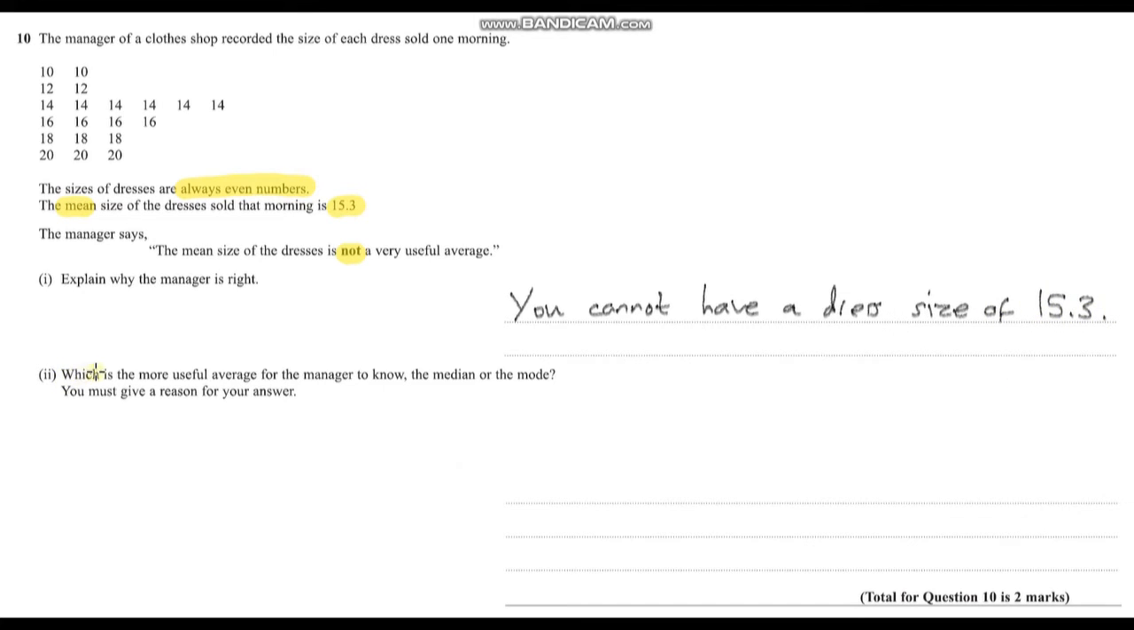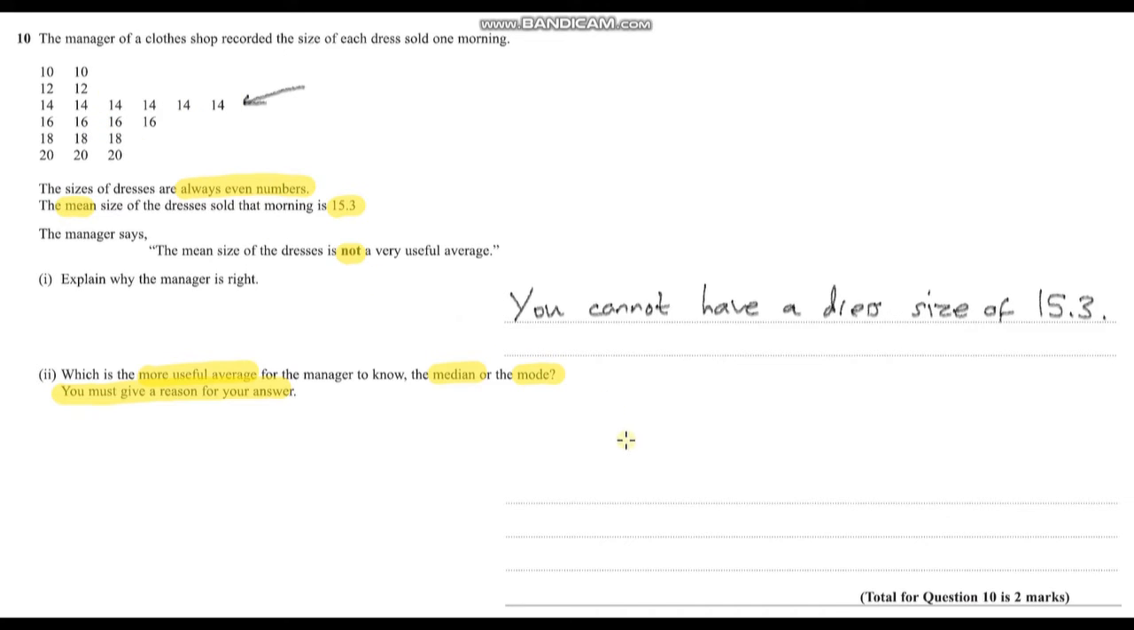Now part 2, which is the more useful average for the manager to know, the median or the mode? You must give a reason for your answer. So let's just recap what these two things mean. So the median is just the number that's in the middle, so they're already in order. We would just select the middle one. And the mode is just the most common or the most popular. So which dress size appears the most? And we can see that 14 appears the most, so that would be the mode.